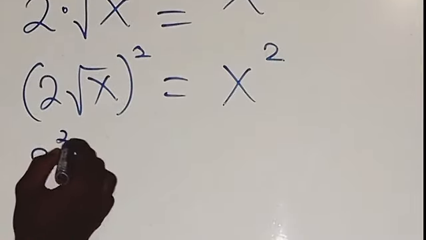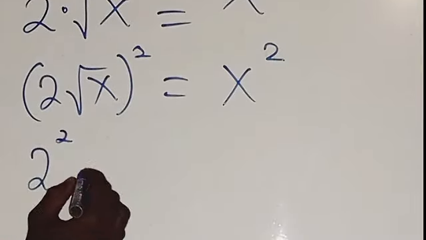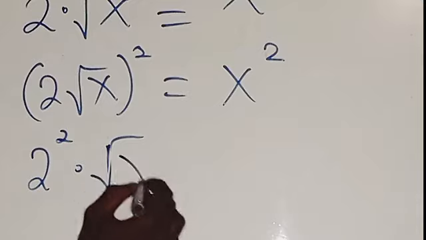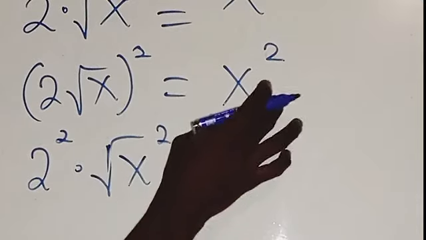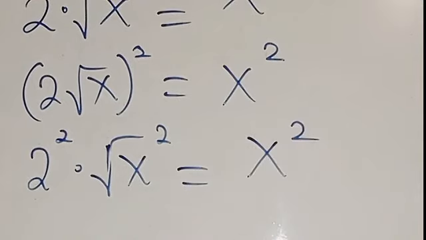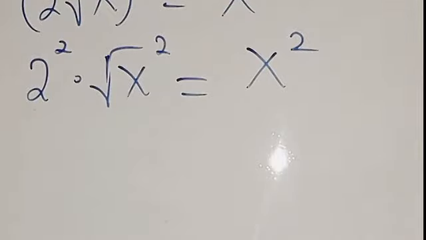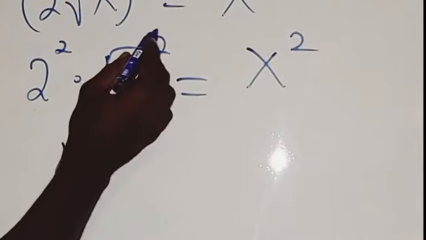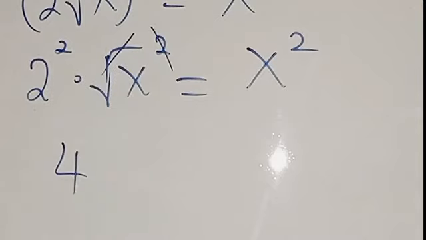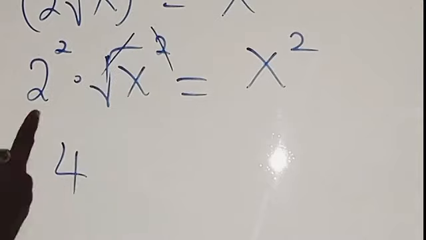We have 2 to the power of 2 multiplied by root x, then we take this power 2, then we have x to the power of 2. Alright, so from there, 2 raised to power 2 will give us 4, and this we do with this. 4 times x equals x squared.